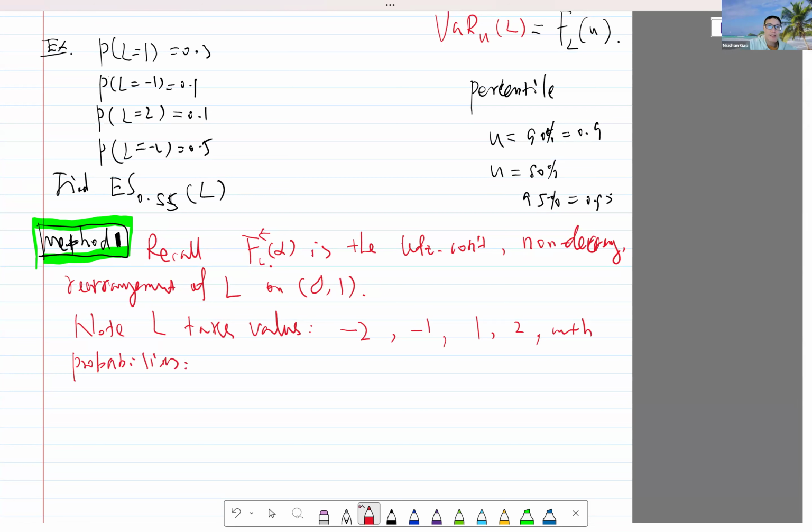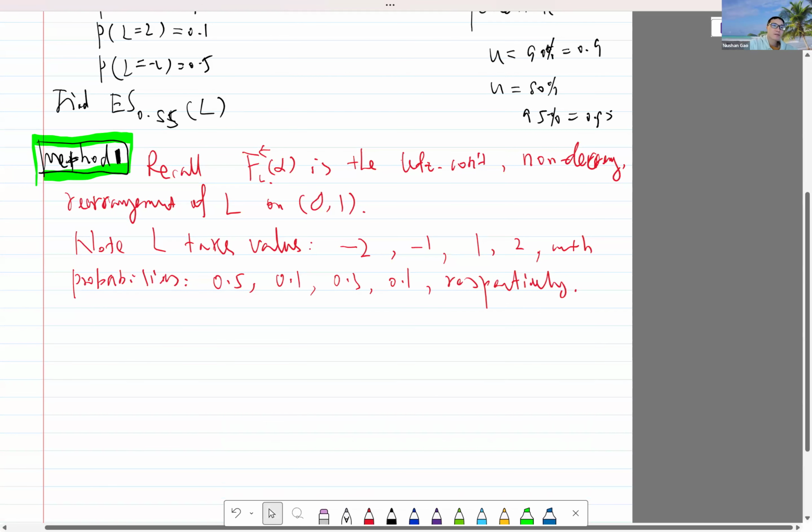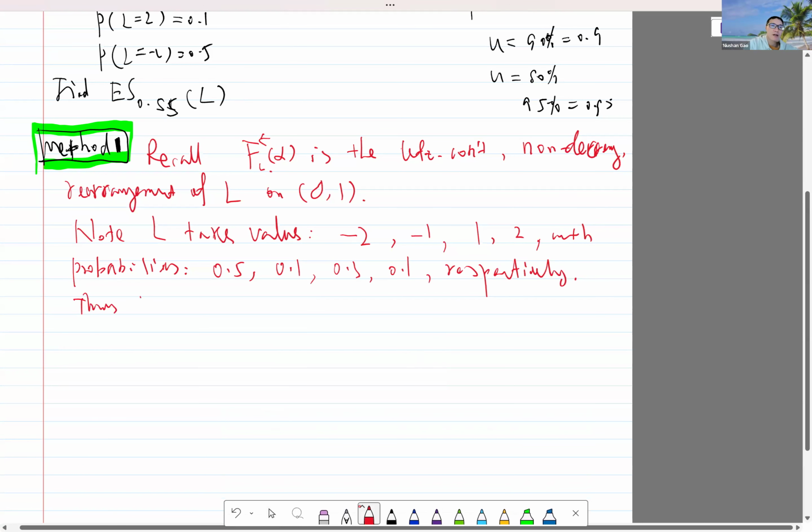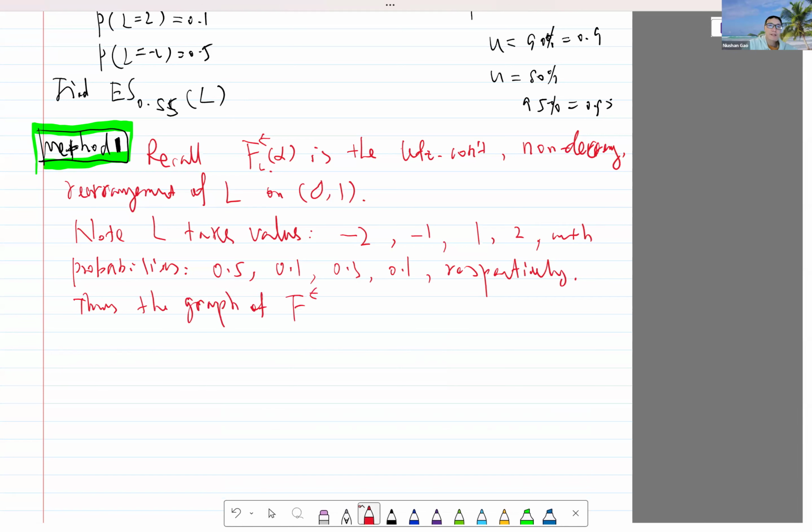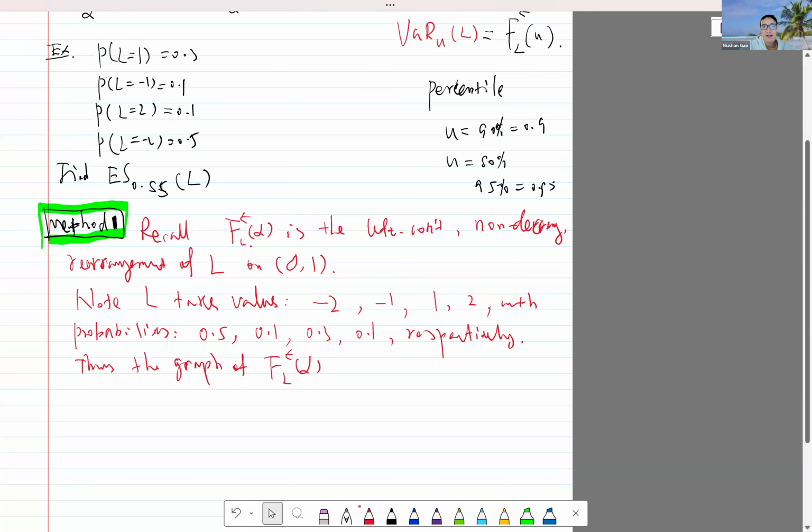With probabilities, for -2, the probability is 0.5; for -1, the probability is 0.1. Then for the value 1, the probability is 0.3, and for the value 2, the probability is 0.1 again, respectively. From here, we immediately get the graph of this one. By the way, this is just the value at risk. Value at risk is defined as F left arrow of alpha.